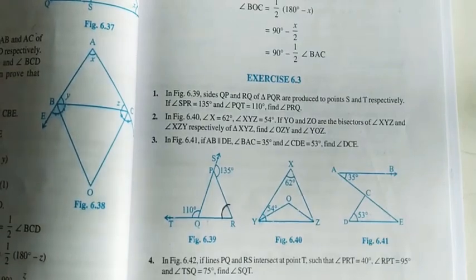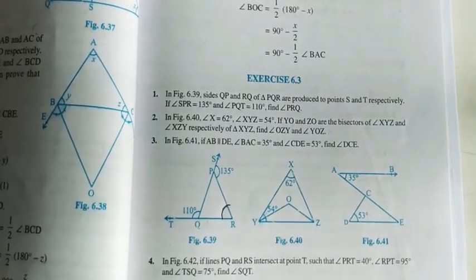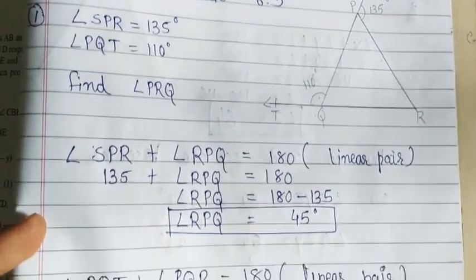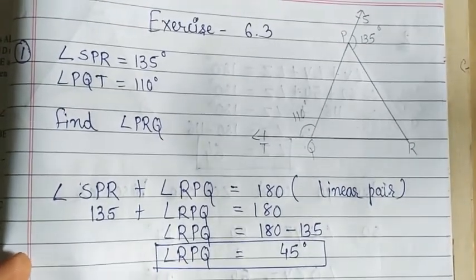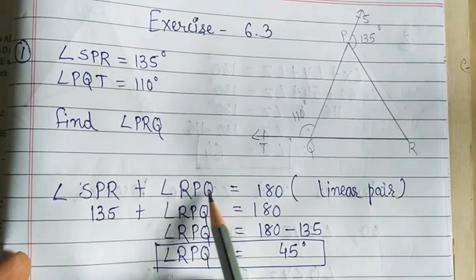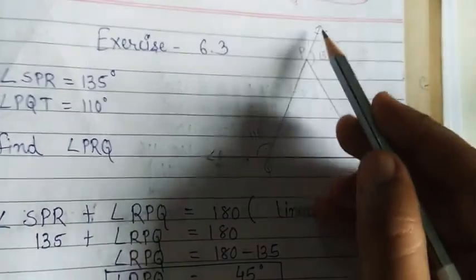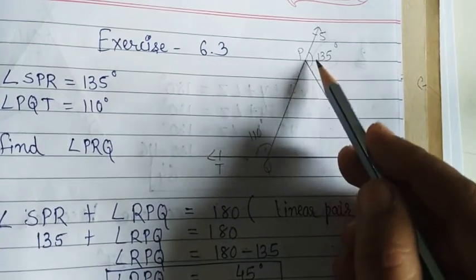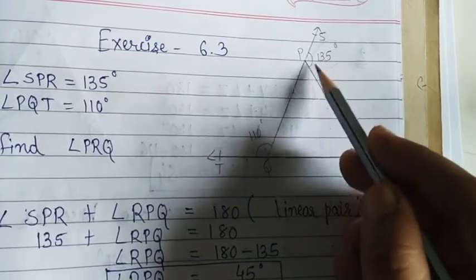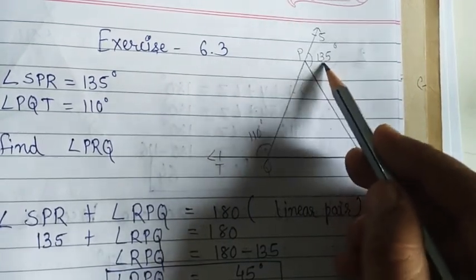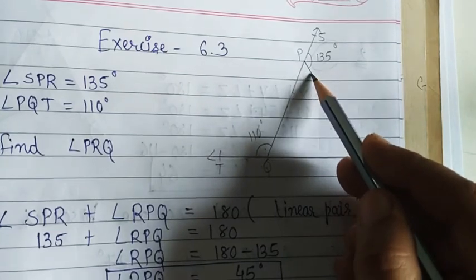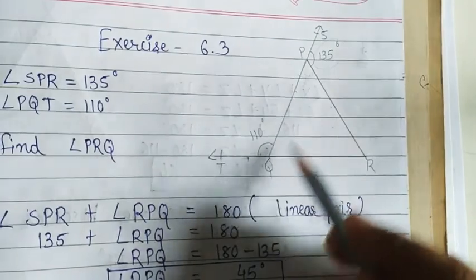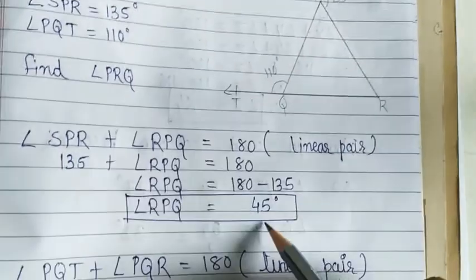So let me see how to find the angle R. Okay, here I am having the value. First of all, SPR and RPQ. SPR means 135 and this angle both are linear pair. So addition of these two is equal to 180. So 180 minus 135, so we will get the value of this angle, that is the RPQ. Okay, RPQ. So we will get the value of RPQ is equal to 45 degrees.